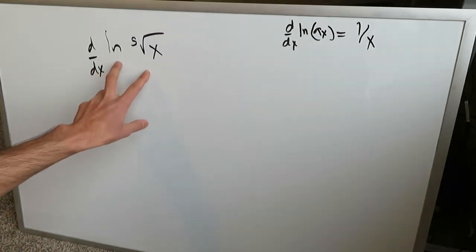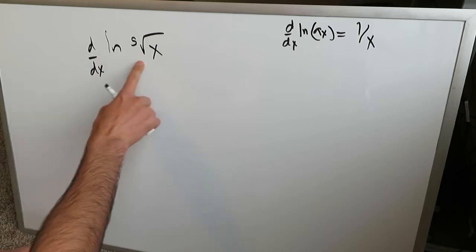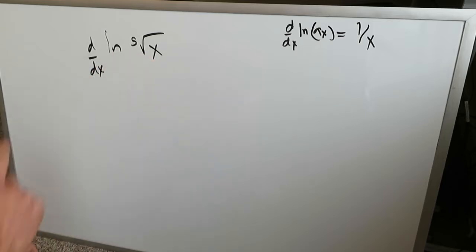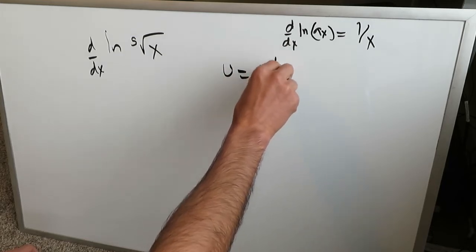This question is a slight variation from the one before. In the previous one, the fifth root was affecting everything. Here, the fifth root is affecting only the variable. Chain rule again, u is equal to x to the 1 over 5.